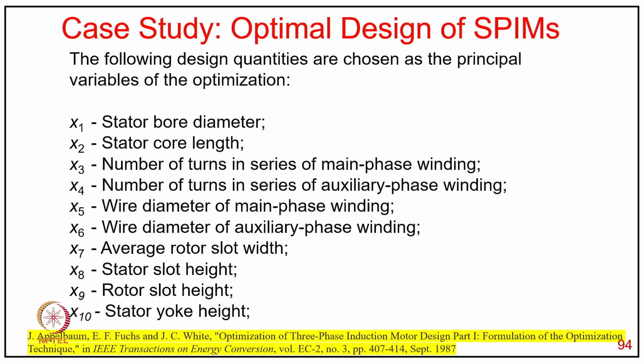Now coming to the following design quantities chosen as principal variables in optimization: x1 as the stator bore, x2 as the stator core length, x3 the number of turns in series of the main winding, x4 the number of turns in series of the auxiliary winding, x5 the wire diameter of the main phase winding, x6 the wire diameter of the auxiliary phase winding, x7 the average rotor slot width, x8 the stator slot height, x9 the rotor slot height, and x10 the stator yoke height.